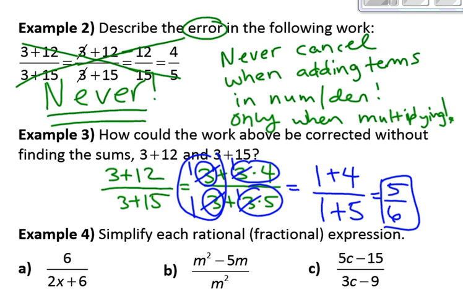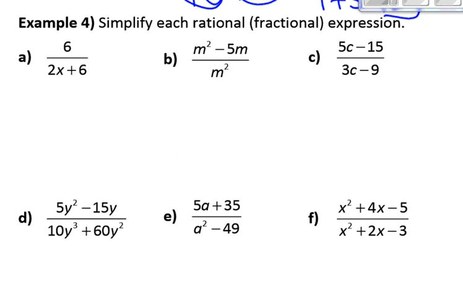So for example A, 6 can be factored into 2 times 3. So you can do that. I'm not necessarily going to do that for this one, because sometimes you might not have a common factor in the bottom. So I'm going to leave 6 alone, but then I'm going to factor the denominator, 2 times x plus 3. Okay, so 2x plus 6 can factor into 2 times x plus 3.